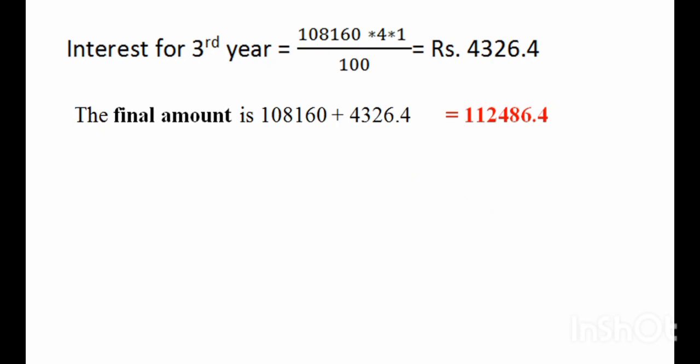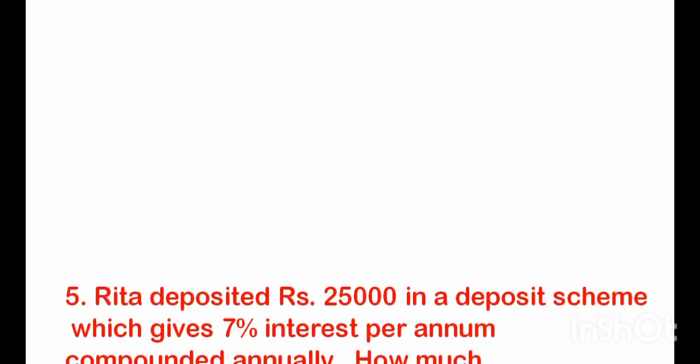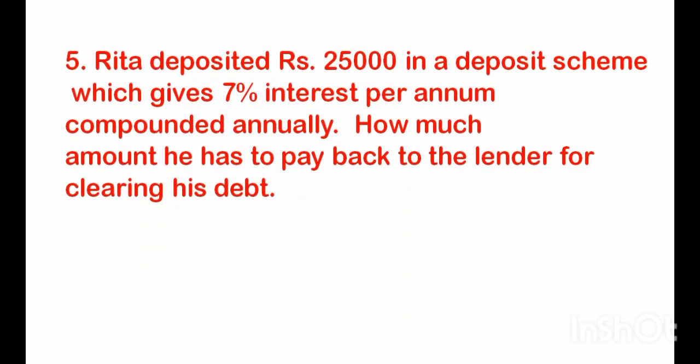Now I'll move to the next problem, which is the fifth one. Here Rita deposited 25,000 in a deposit scheme which gives 7% interest per annum compounded annually. How much amount does he have to pay back to the lender for clearing his debt? Same way here also we have to find the amount. 25,000, 7% interest per annum. Okay, let's do.